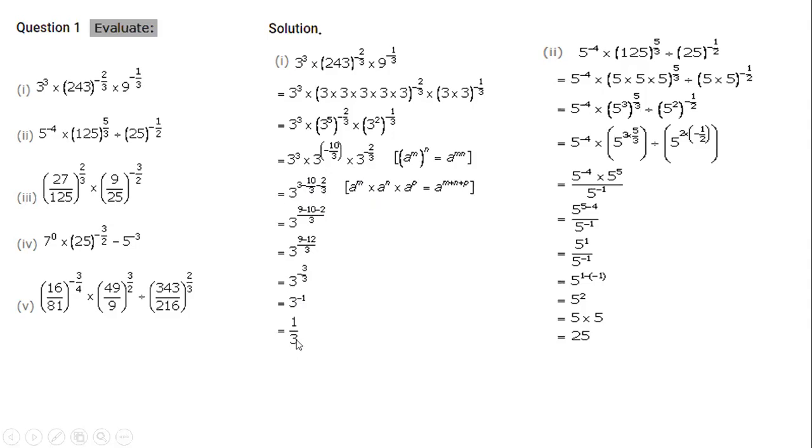See, in this small question, we have used 3 laws. One is the power law, another one is the product law, and here the law of negative exponent.